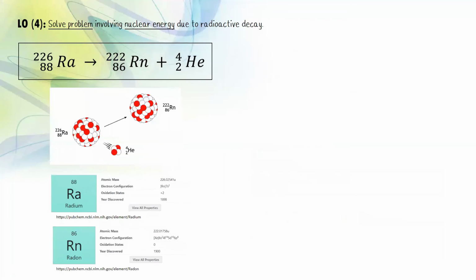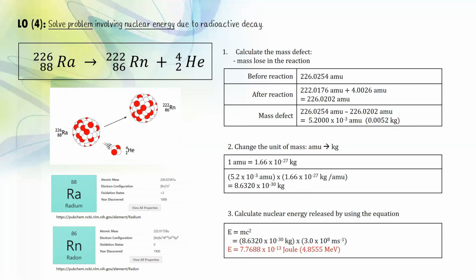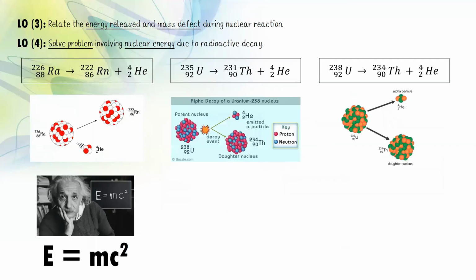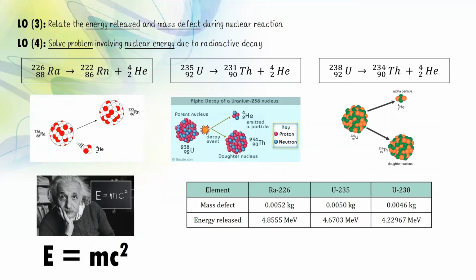Okay, for another element, radium. When we calculate the energy step by step, we get the energy with this amount. So, why do we calculate the energy release for those elements? We want to relate the learning outcomes third and fourth. So, we calculated for these elements and tabulated as here.